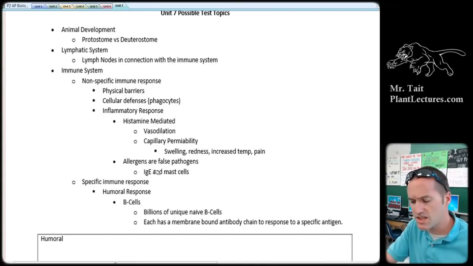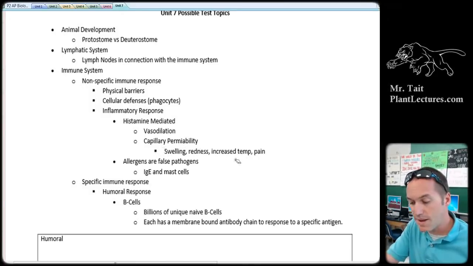and a bunch of IgEs get released, and mast cells then respond to that, and those mast cells are going to release histamine, and as the mast cells release histamine, that's going to lead to all of these things: swelling, redness, increased temperature and pain that we know from allergic responses.